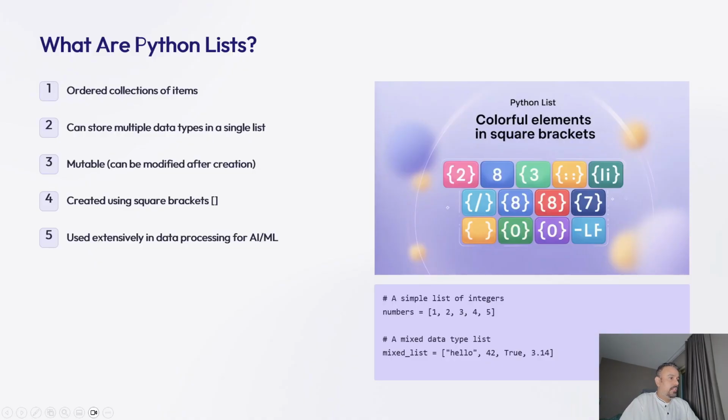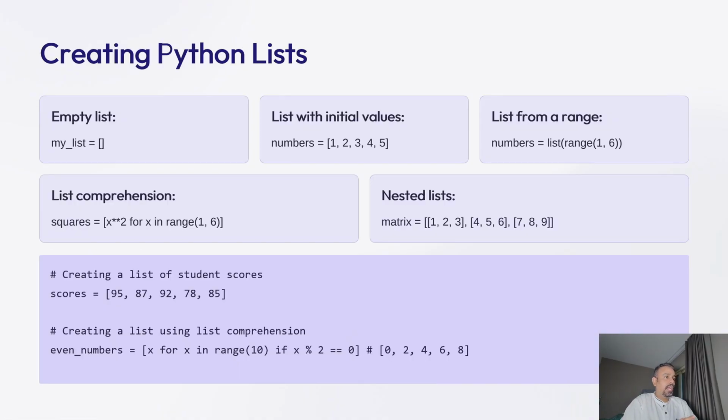Now let's go ahead and understand how we can create different types of Python lists. There are multiple ways to create a list in Python. You can initialize an empty list like this, my list is equal to an empty list. Then you can create one with predefined values. So over here, the values are being predefined.